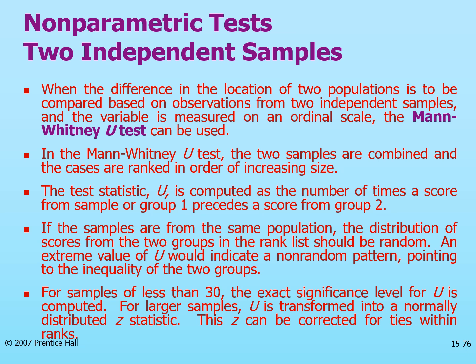In the Mann-Whitney test, the two samples are combined and the cases are ranked in order of increasing size. The test statistic is computed as the number of times a score from sample or group 1 precedes the score from group 2. It means the difference between the rankings is examined.